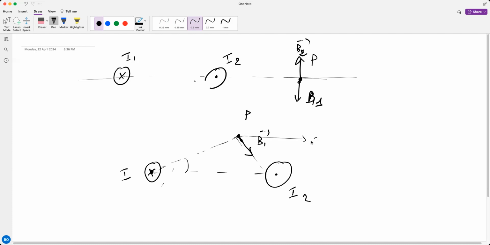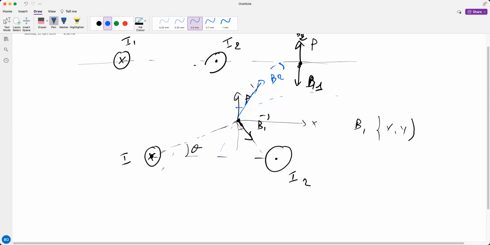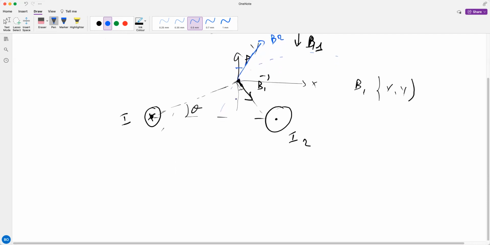Let's say this is the X axis, and this is the Y axis. You will have the angle or you will have the dimensions, and you can easily calculate this angle and do the projection of B1 along X and Y. Okay, and the same thing for I2. For I2, you will consider Ampere's law, and it will be this one. And then again, you will be able to calculate this angle and do the projection of B2. Okay. And that's it. Otherwise, the rest is the same as we did yesterday.